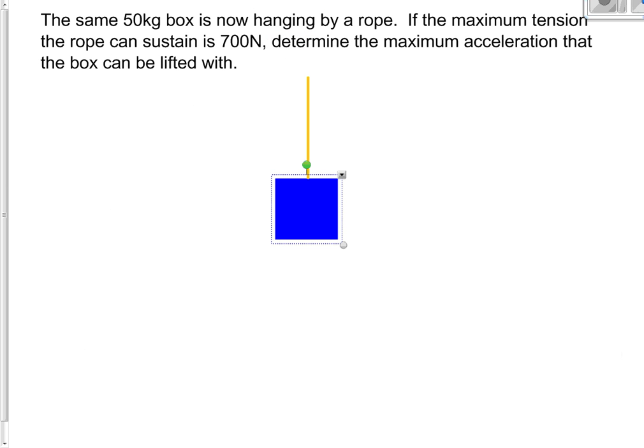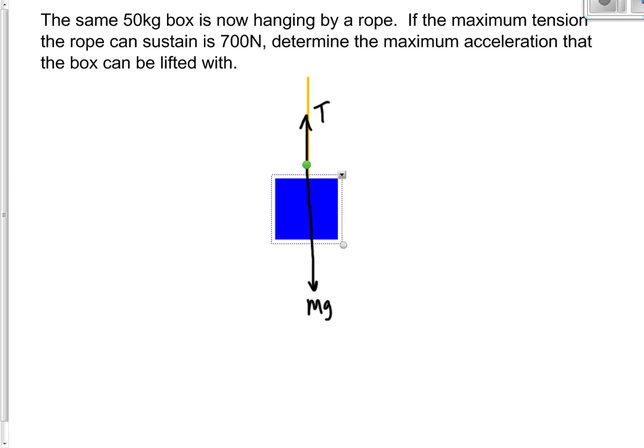Let's take the same box and hang it from a rope now. So if my box hangs from a rope and the maximum tension that this rope can sustain is 700 newtons, what is the maximum acceleration that I can lift this with? Okay, so let's again draw my free body diagram. This time I have tension in the rope acting up. Let's draw it from the center of mass. And I have the weight of that box pulling down.